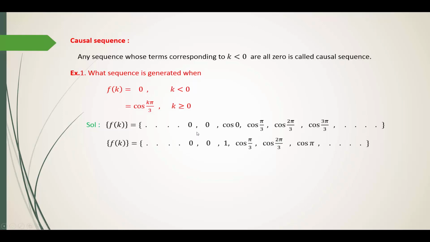Therefore, f of k is equal to ..., 0, 0, cos 0 which is 1, cos pi by 3, cos 2 pi by 3, cos 3 pi by 3 which means cos pi, and so on. Here f of 0 is 1, f of 1 is cos pi by 3, f of 2 is cos 2 pi by 3, and f of minus 1 is 0, f of minus 2 is 0. When k is negative, all the terms are 0. So this is a causal sequence.